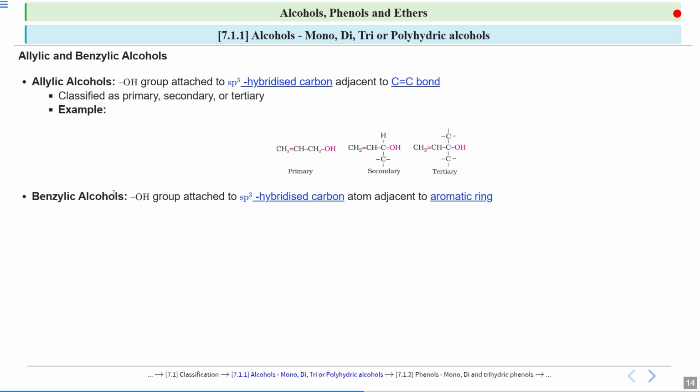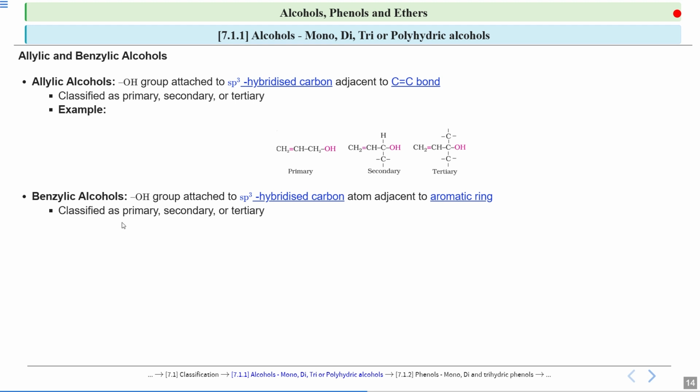Then come the benzylic alcohols, where the hydroxyl group is attached to an sp3 hybridized carbon atom which is adjacent to an aromatic ring. Benzylic comes from the benzene ring, the aromatic ring. The hydroxyl group is attached to an sp3 hybridized carbon atom, because we are studying alcohols, not phenols, right? So the hydroxyl is directly attached to an sp3 hybridized carbon atom, but that carbon atom is adjacent to an aromatic ring, bonded to the carbon of the benzene ring.